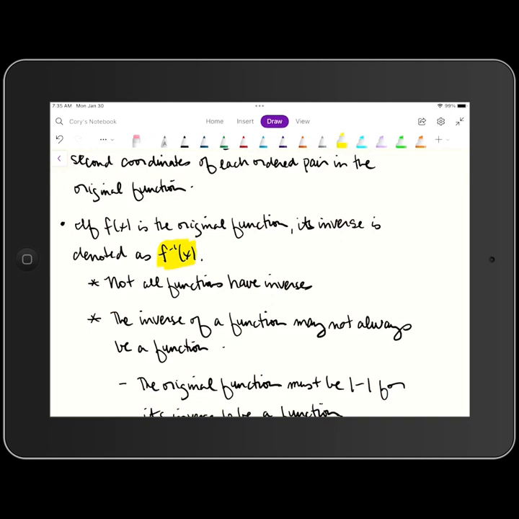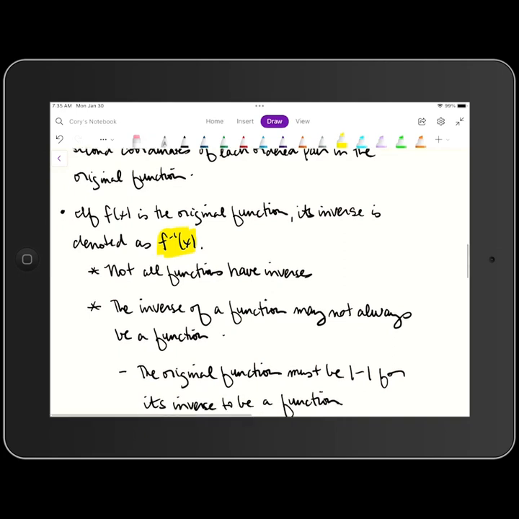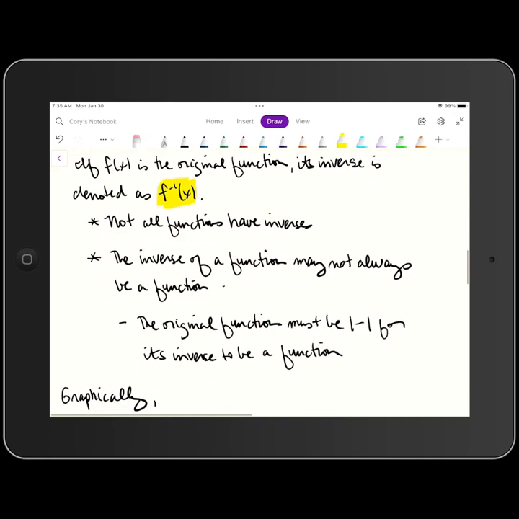Now, a couple of things to keep in mind in regards to inverse functions. Number one, not all functions have inverses. And number two, the inverse of a function may not always be a function. So the original function must be 1-to-1 for its inverse to be a function.